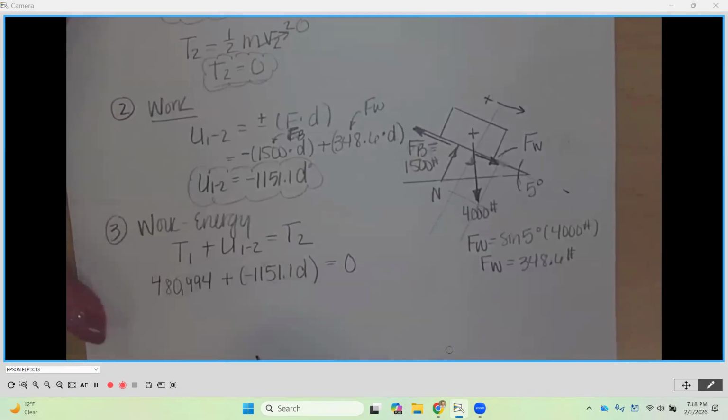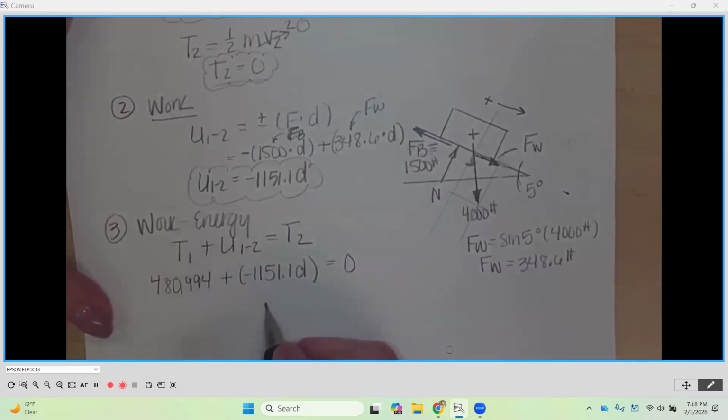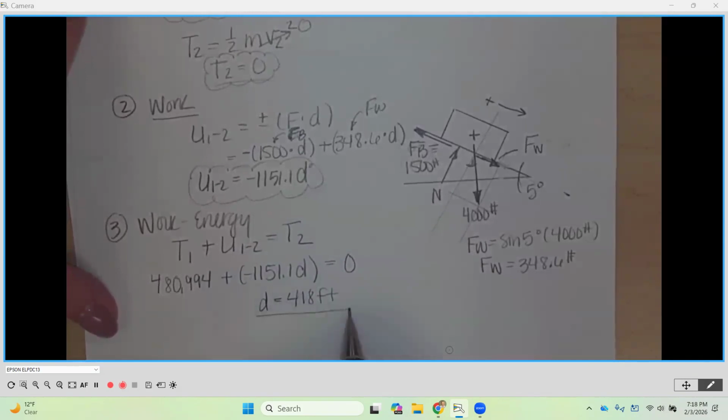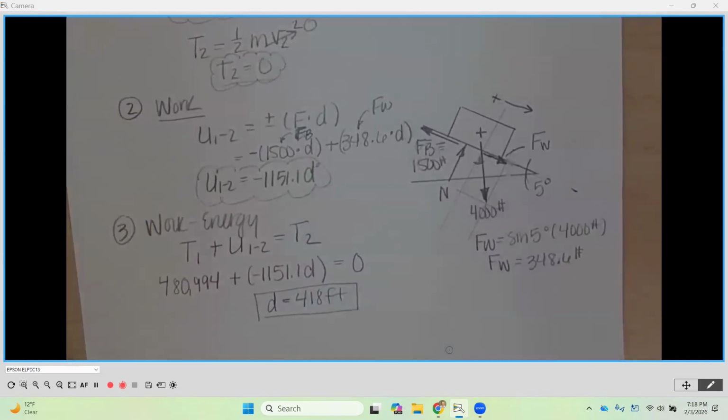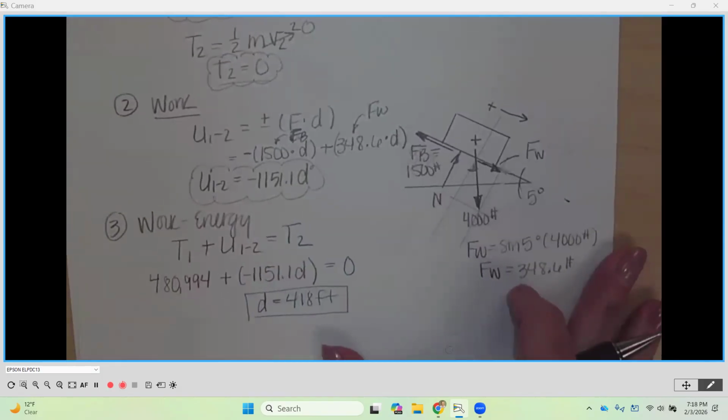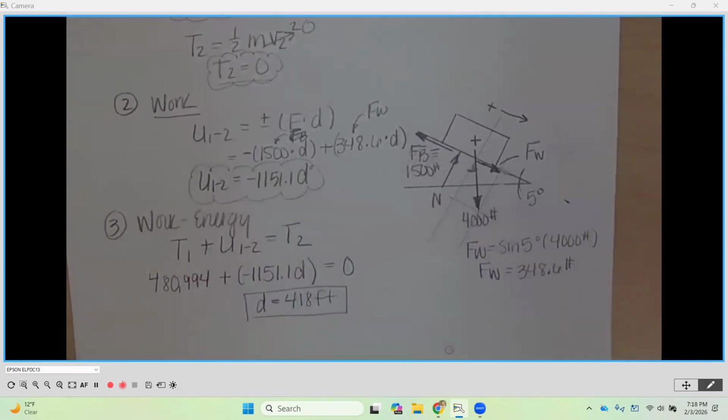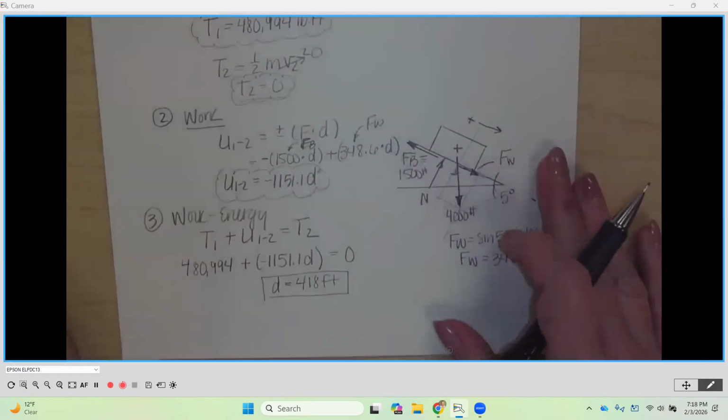Go ahead and do the combining and such. You should get, in the end, 418 feet. Make sure you can get that number. That is going to be the braking distance for our car.